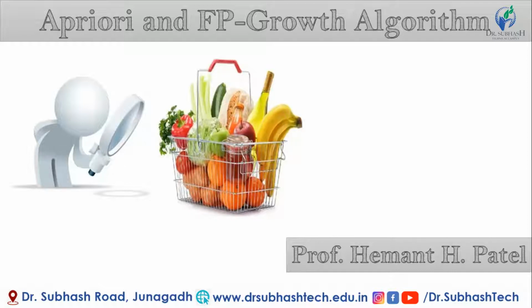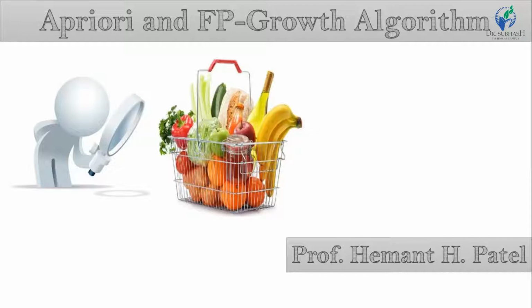The Apriori algorithm says that if an item set is frequent, then all of its subsets must also be frequent. The Apriori algorithm generates candidate item sets and tests if they are frequent.